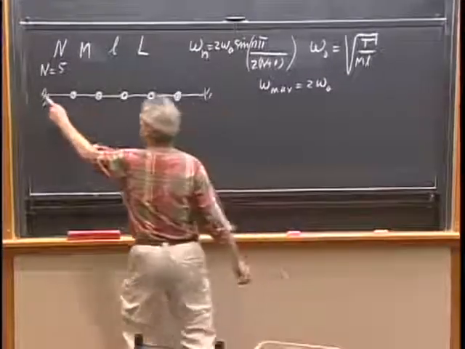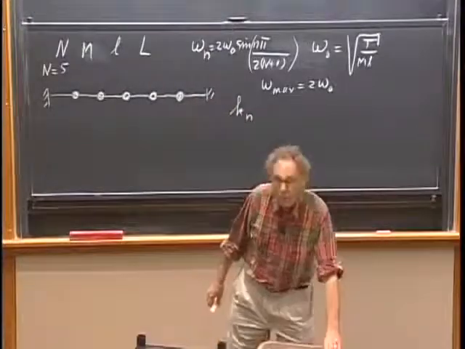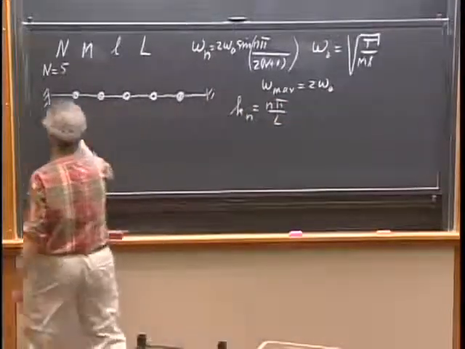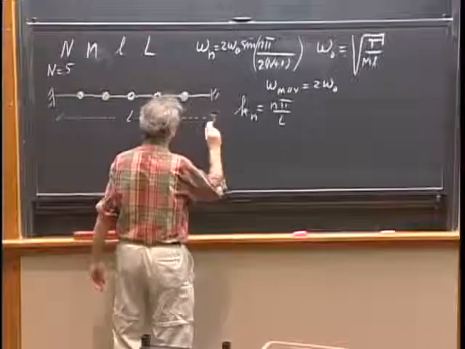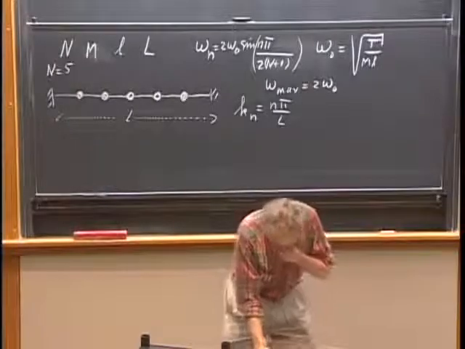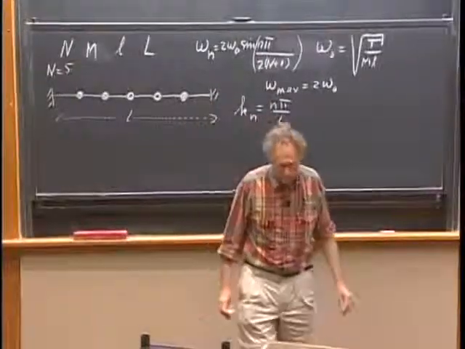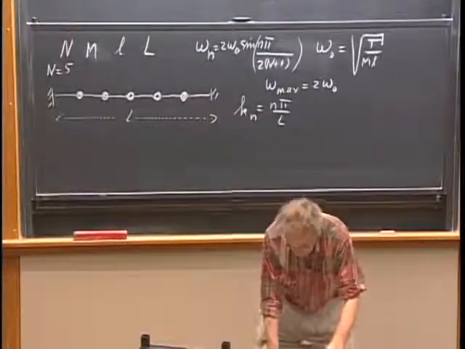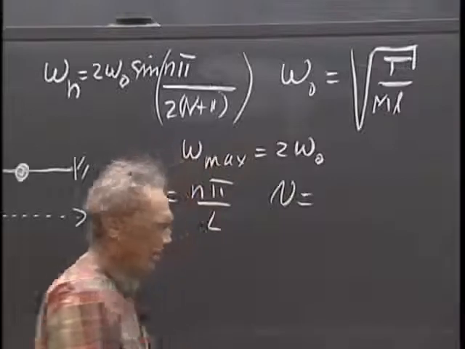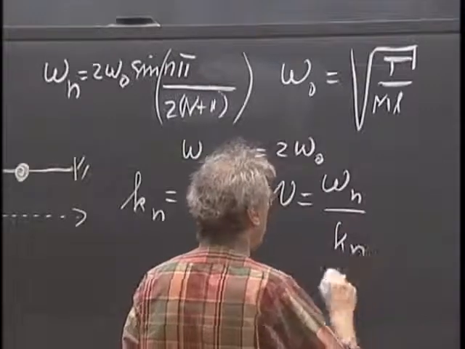The boundary conditions, that it is fixed here and that it is fixed there, demand that there are certain values of k of n which are allowed, which is n pi divided by L, if the length here is L. Now, omega n, as you see here, does not increase linearly with little n, because it increases with the sine of n. But the speed of propagation, v, is of course the ratio of omega divided by k, so that is omega n divided by k of n.